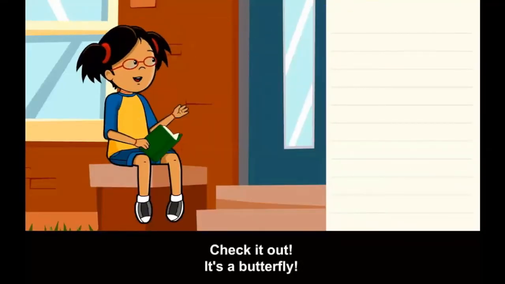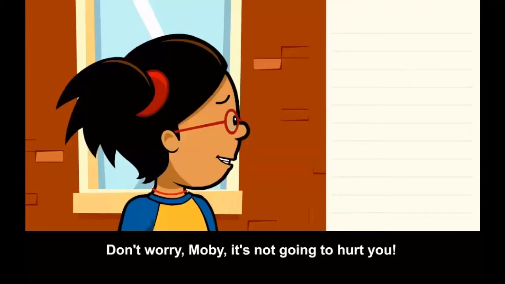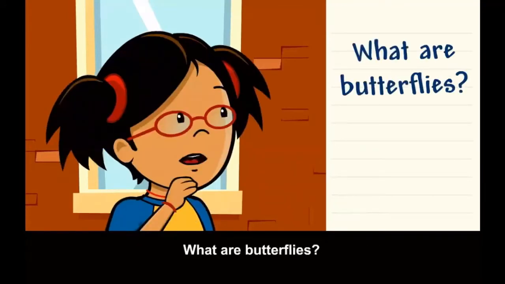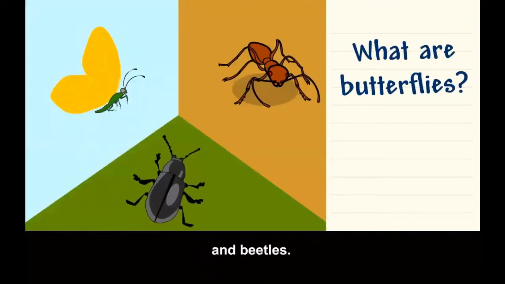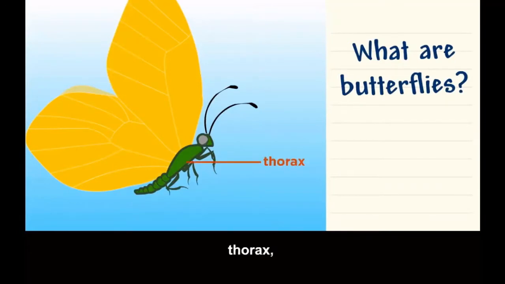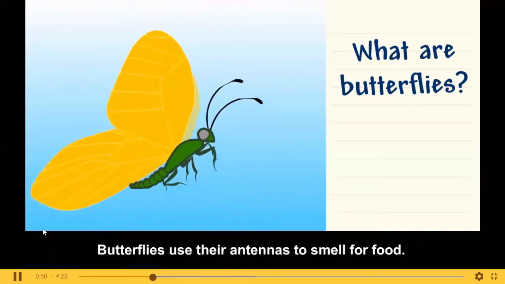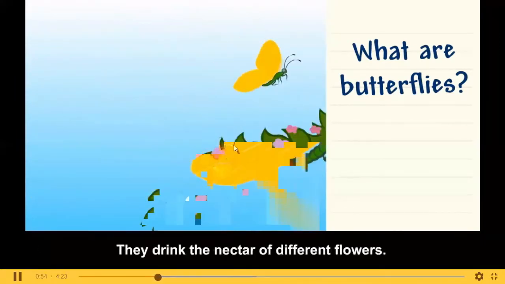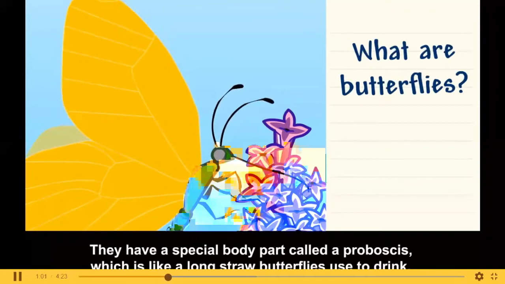Check it out. It's a butterfly. Don't worry, Moby. It's not going to hurt you. What are butterflies? Remember we talked about butterflies are a type of insect, like ants and beetles. Butterfly bodies have three main parts. The head, thorax, and abdomen. And like insects, they also have three pairs of legs and two antennas. And wings. Butterflies use their antennas to smell for food. They drink the nectar of different flowers. They have a special body part called a proboscis, which is like a long straw butterflies use to drink.